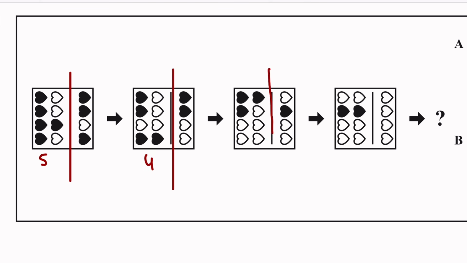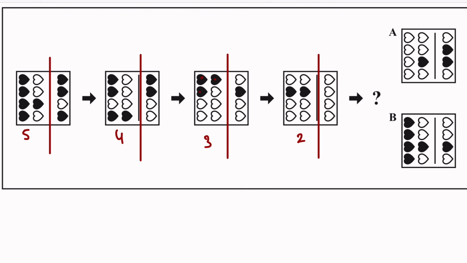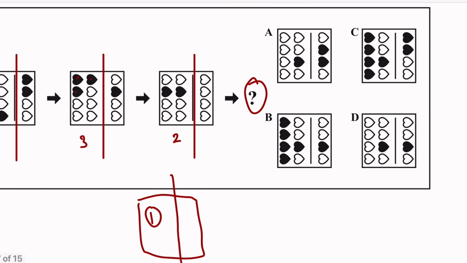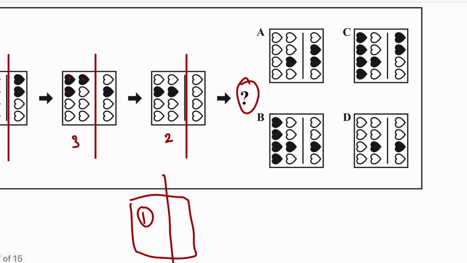Then what? How many on the left for the third square? There's going to be 1, 2, 3. And you can see there's 2 over here, okay? So that means our answer, the question mark box, should have 1 on the left. So there should be 1 shaded on the left. So which answers have 1 heart shaded on the left? Not B and not C. So it's between A and D because they have that 1 shaded heart, okay?